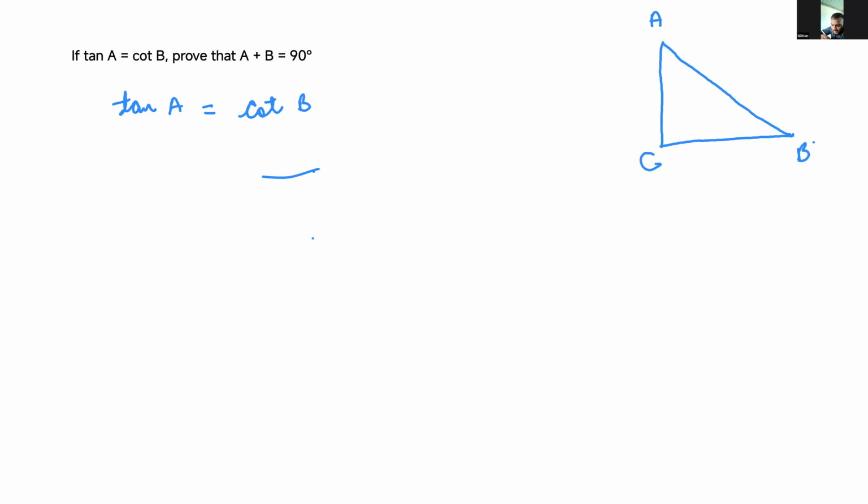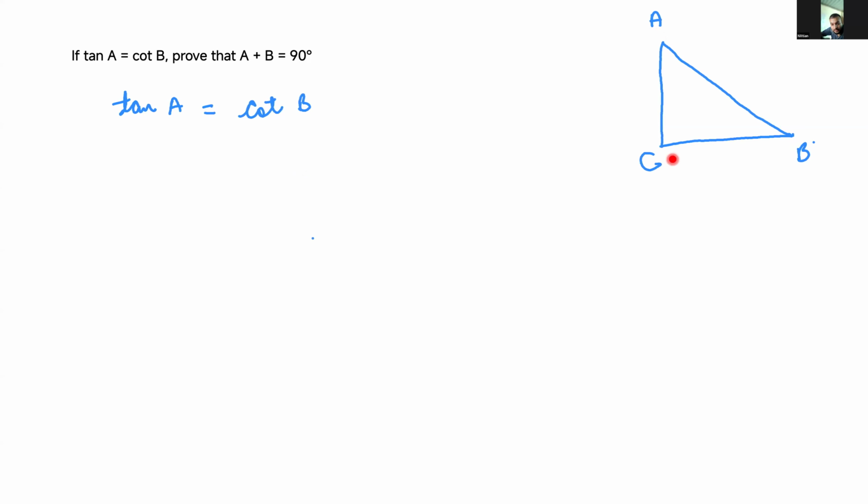Okay, everyone turn on the camera now. Now, this type of question, how will we do this? Listen, guys. Now, if it is given that tan A is equal to cot B, first of all, we will make a diagram. So this is A, B, and C. I did the naming like this: A, B, C.